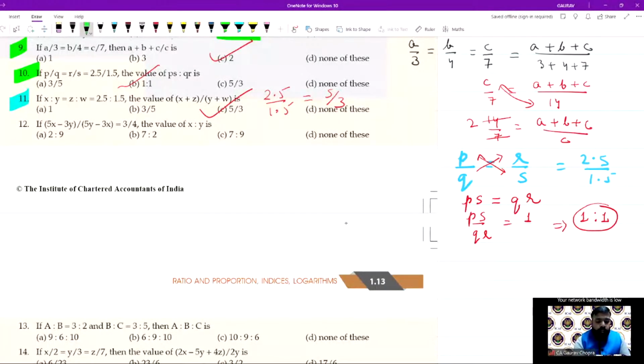Like say if we put the first option, 5 into 2 minus 3 into 9 upon 5 into 9 minus 3 into 2. So how much are we getting? 10 minus 27 is minus 17, divided by 45 minus 6 is 39. So it is not 3 by 4. Then if we try 7 is to 2, 7 is to 9, then you have to check whether 3 by 4 is coming or not. So we can clearly see that it will not come. So the answer is simply none of these. Yes. So again, most of you have given the answer, none of these.